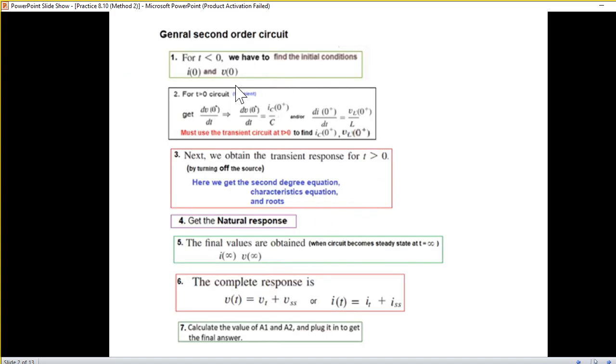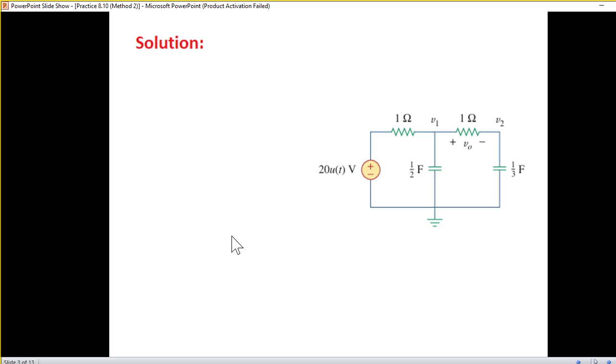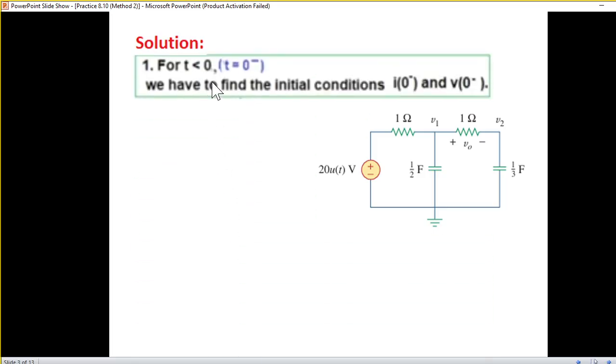So these are the steps that we follow. And I hope you can read them, pause, and understand what these steps are. The first step is that we find t less than 0. At t less than 0, find the value of current and voltage. In this case, there are two voltages, V1 and V2, so we'll find their values.